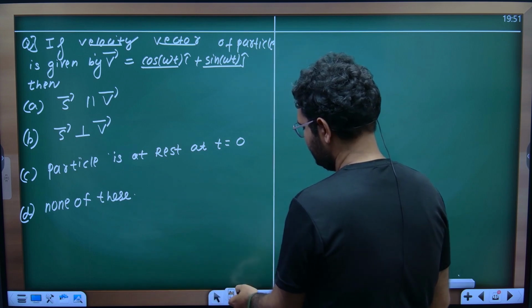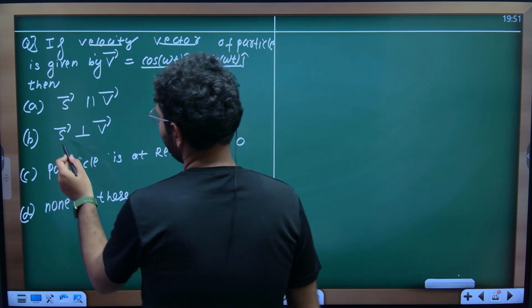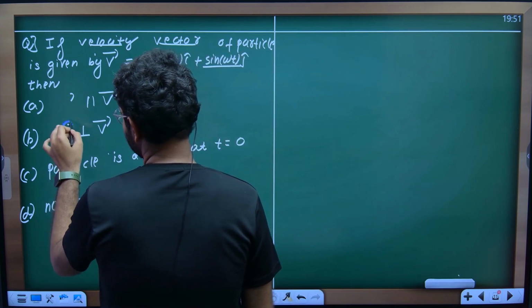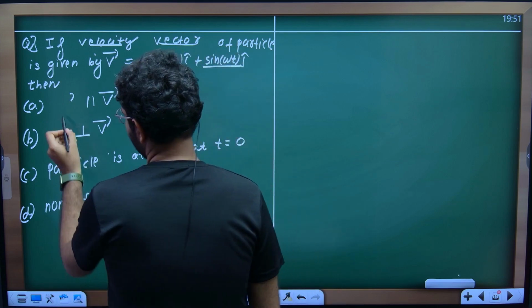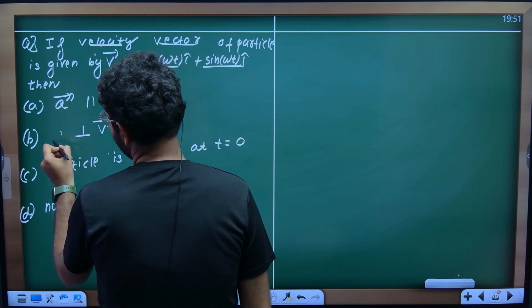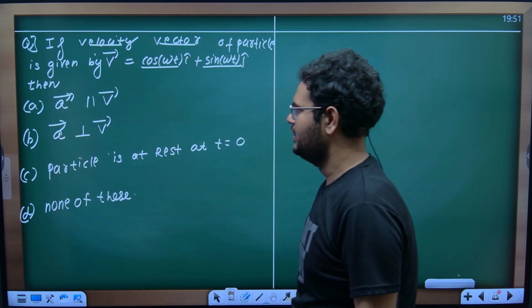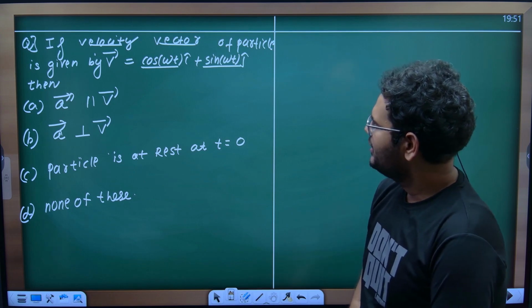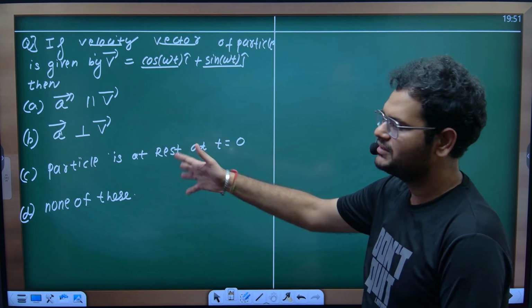And they are writing here again in option, it should be acceleration. Very sorry, here it should be acceleration vector, acceleration vector. Okay, now it is fine. So if velocity vector of a particle is given by this, then 4 options are given.